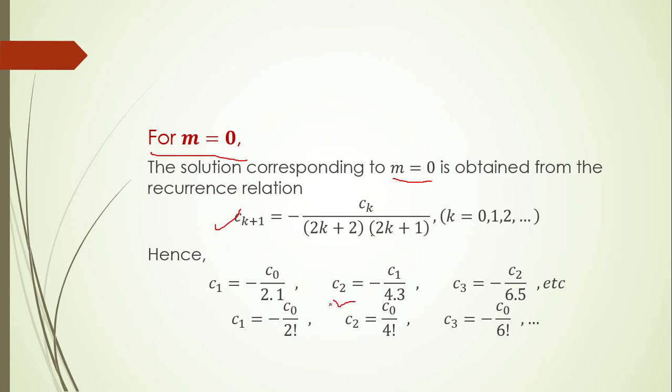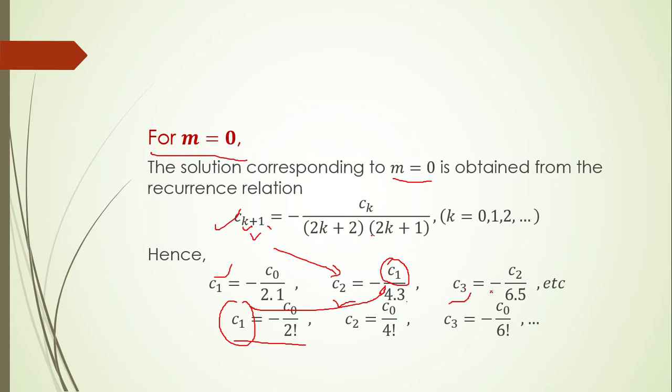For k is equal to 0 we get c1, for k is equal to 1 we get c2, for k is equal to 2 we get c3. And c1 is equal to minus c0 upon 2 into 1, c2 is equal to minus c1 upon 4 into 3, but c1 is equal to minus c0 upon 2 factorial, so c2 is equal to c0 upon 4 factorial.